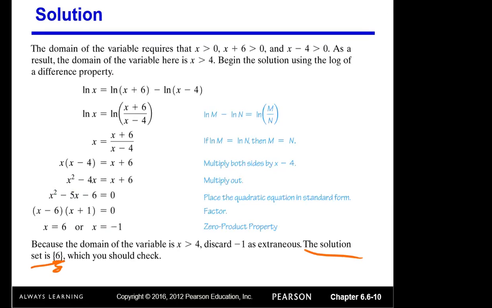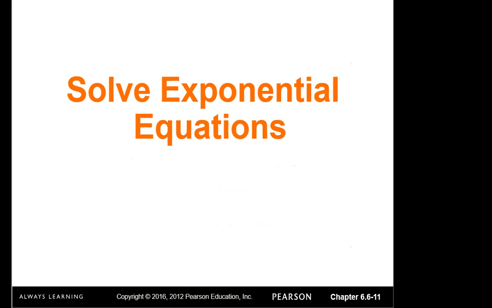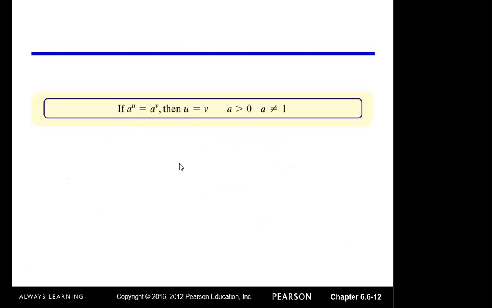There you go. All right, which brings me to the other objective, which is solving exponential equations. And that is simply remembering this rule. If you have a to the u equals a to the v, then the u just equals the v. You can use any letters you want. I usually use x to the a equals x to the b, so a equals b.